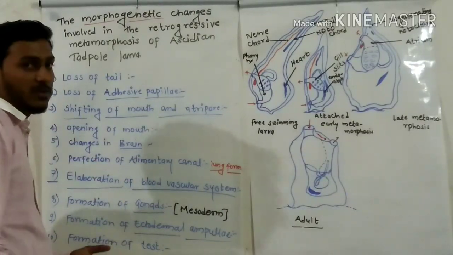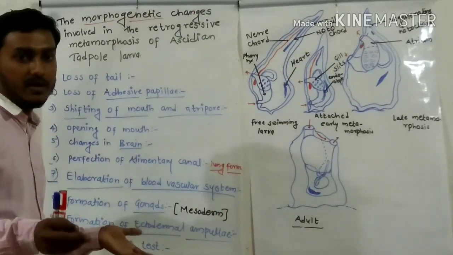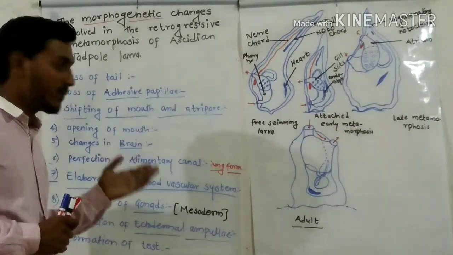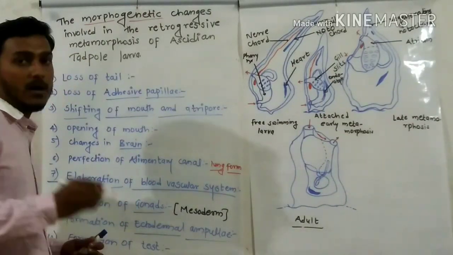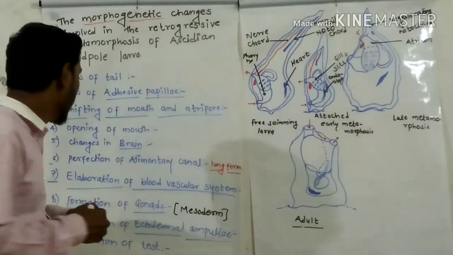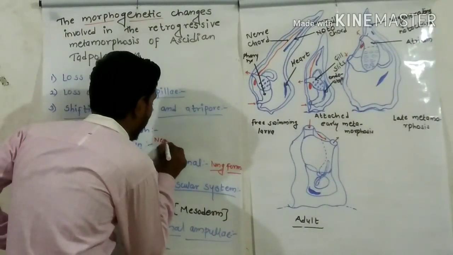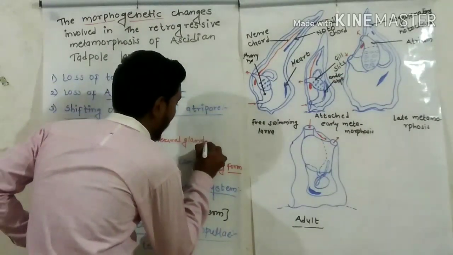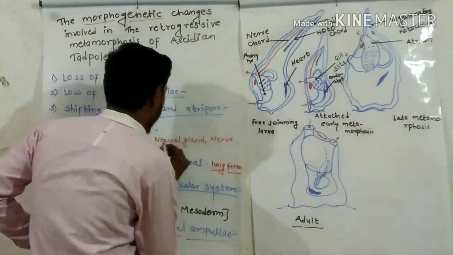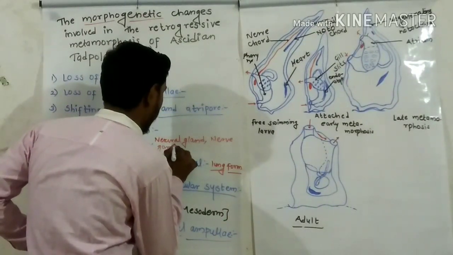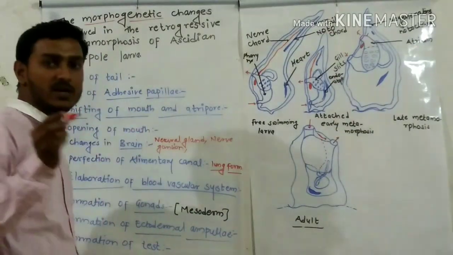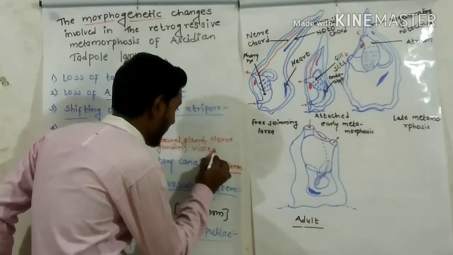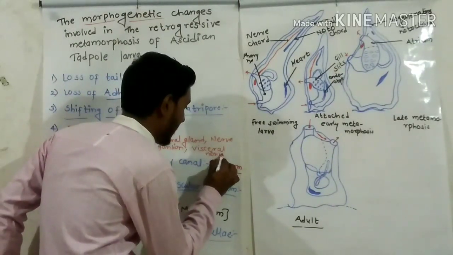Fifth, changes in the brain. What are the changes in the brain? All the vesicles vanish. They are destroyed, and the new ganglion and nerves are formed. There are two structures formed, that is the neural gland and nerve ganglion. I am writing here: neural gland and nerve ganglion formation, as well as visceral nerves are formed from the trunk ganglion. Okay, so these parts are formed, visceral nerves.